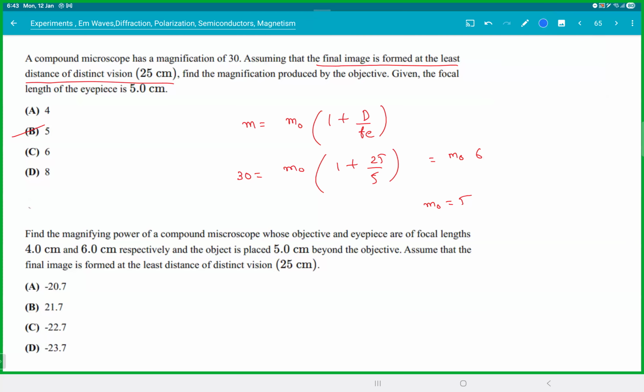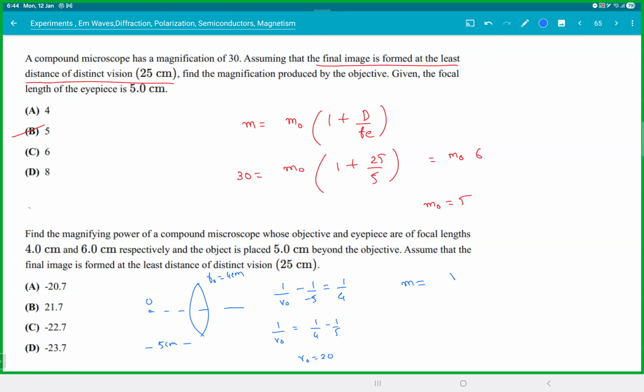Then what about this one? Find the magnifying power of a compound microscope whose objective and eyepiece are of focal length 4 and 5. The object is placed 5 centimeters beyond the objective. Assume that the final image is formed at the least distance of distinct vision. Okay, again same formula basically. So what is the objective's focal length? The objective's focal length is 4 centimeters. The object is placed at 5 centimeters. So we use the lens formula 1 by V naught minus 1 by minus 5 is equal to 1 by 4. So we get 1 by V naught is equal to 1 by 4 minus 1 by 5. 5 minus 4, V naught is equal to 20.